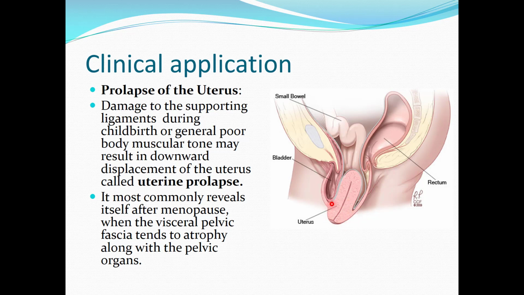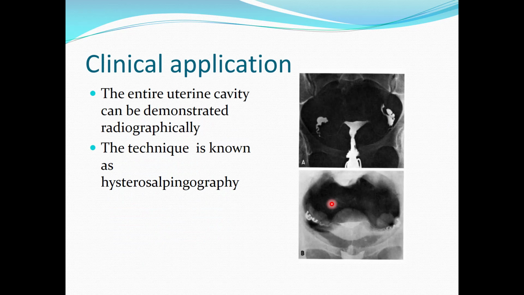So this is called uterine prolapse. It has many degrees, 1, 2, 3, 4, but you will study that in surgery. The entire uterine cavity can be demonstrated radiographically. This technique is called hysterosalpingography.